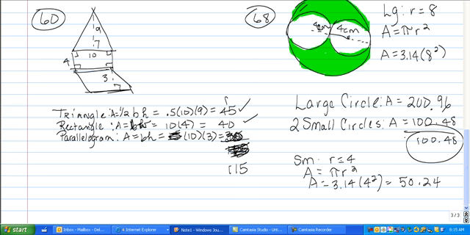So the thing we want to learn from this is that if we're working with figures that don't look like our usual figures, if we can break them down into our usual, regular geometric figures, we can still work with the problems and come up with the answers.